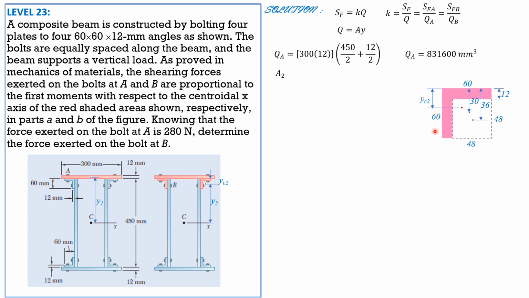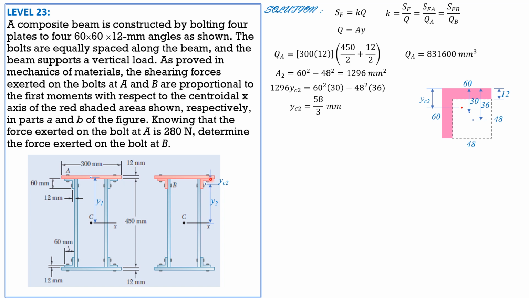So the area 2 is 60 squared minus 48 squared, and it is 1296 mm squared. And by Varignon's theorem, 1296 times y sub c2 equals 60 squared times 30 minus 48 squared times 36. From there, we can solve y sub c2, which is equal to 58 over 3 mm.